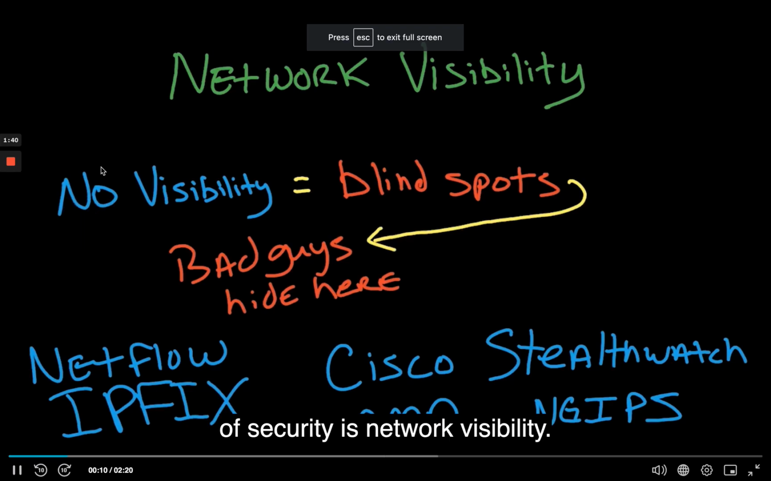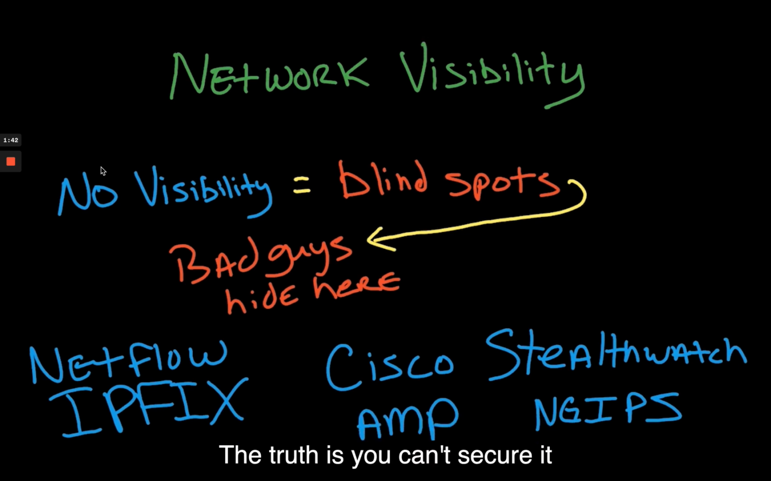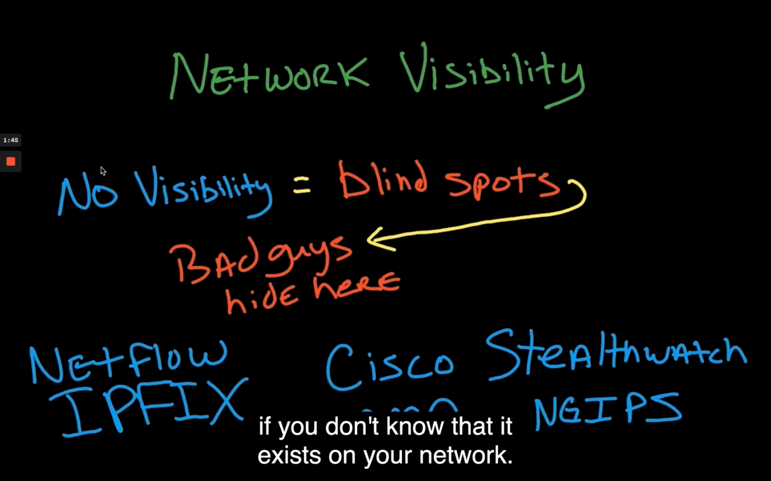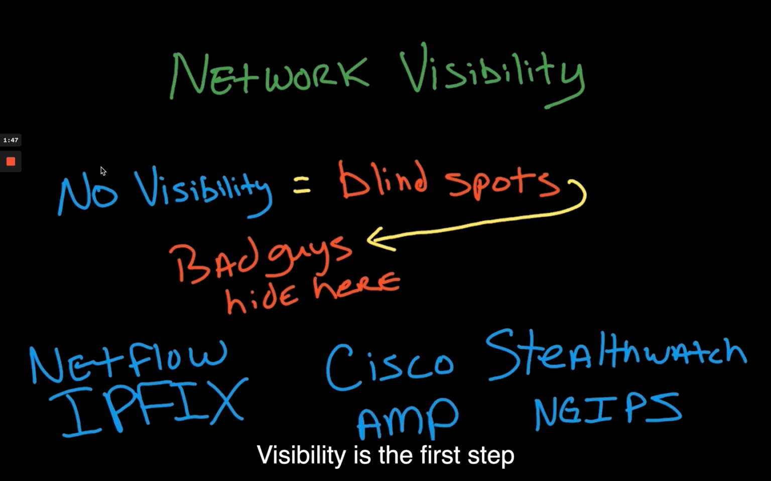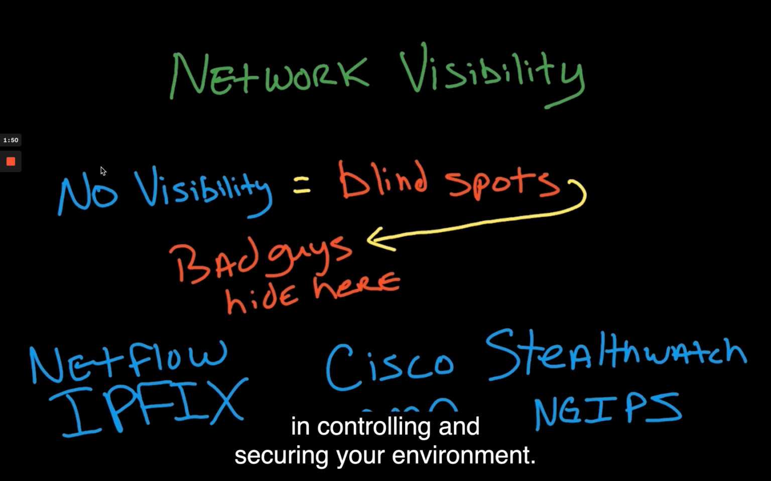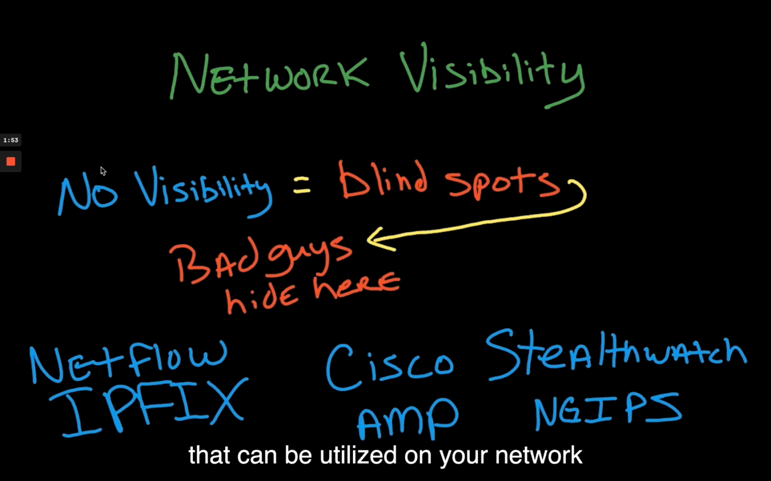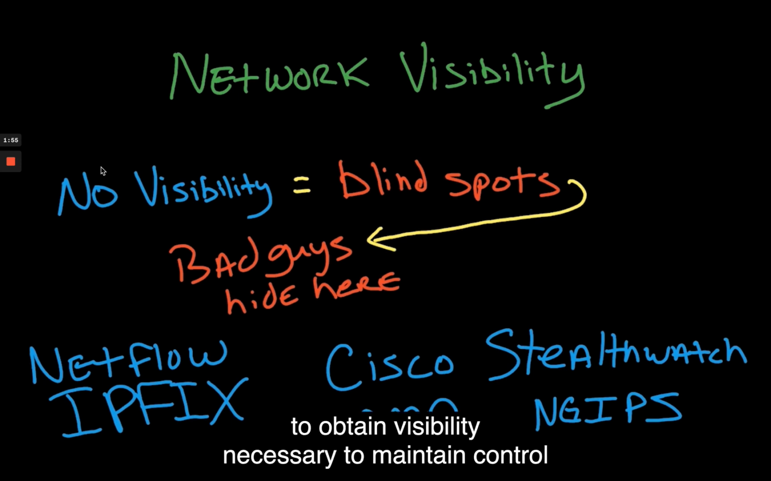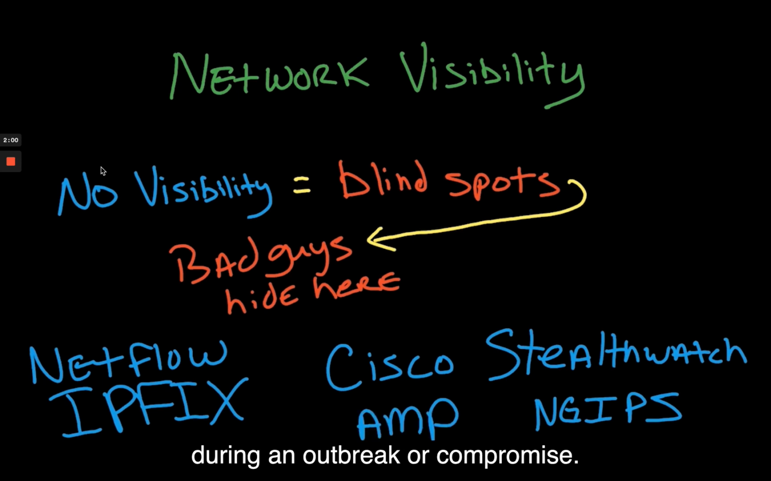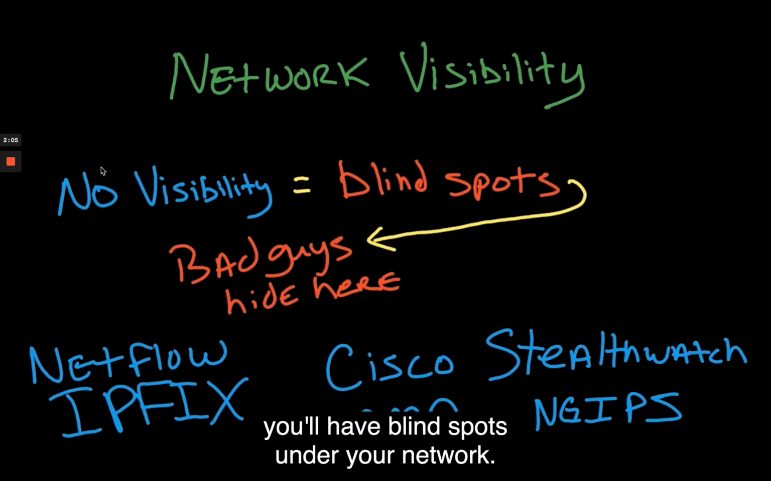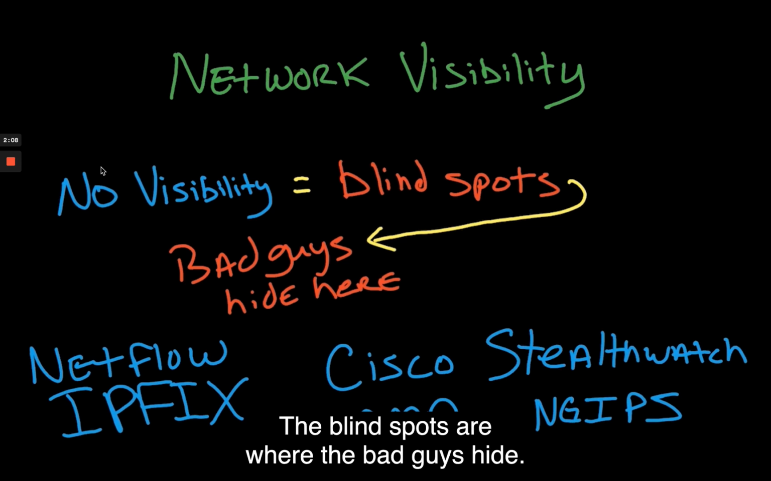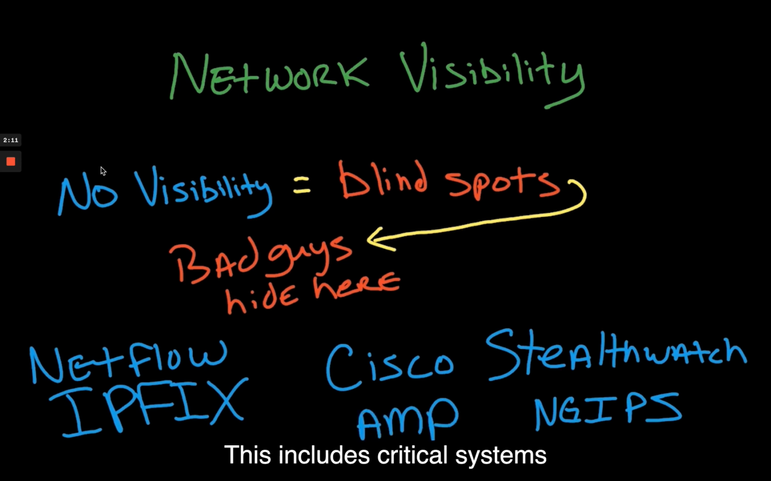Is network visibility. The truth is, you can't secure it if you don't know that it exists on your network. Visibility is the first step in controlling and securing your environment. There are multiple techniques that can be utilized on your network to obtain visibility necessary to maintain control during an outbreak or compromise. If you do not have complete visibility, you will have blind spots on your network. The blind spots are where the bad guys hide. This includes critical systems as well as unnecessary services. Any of these can be compromised.